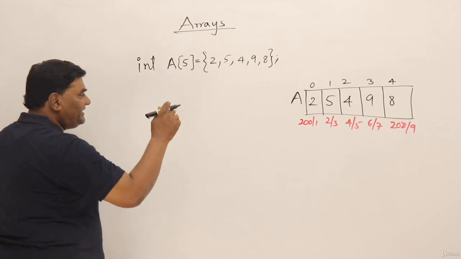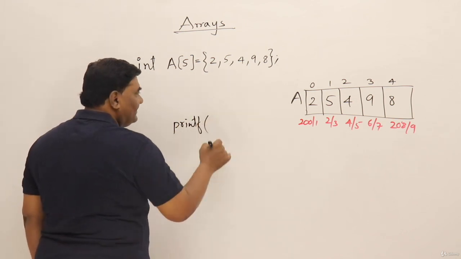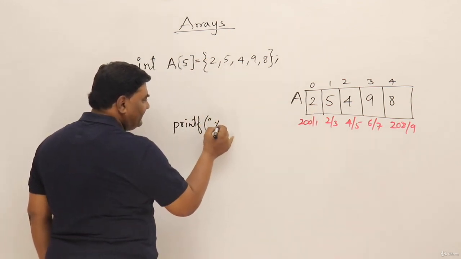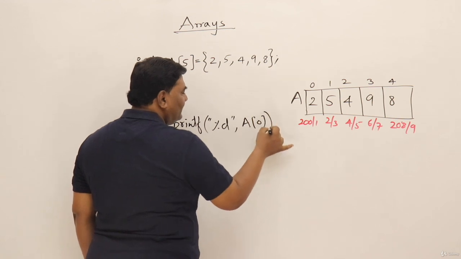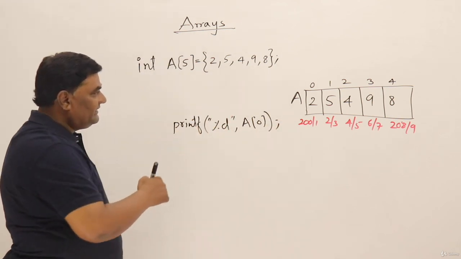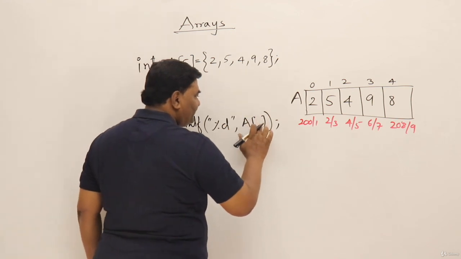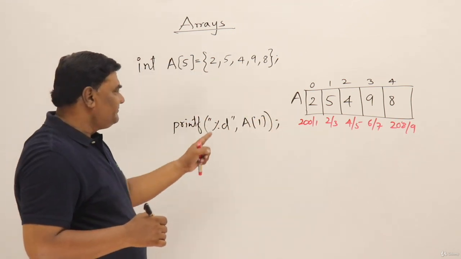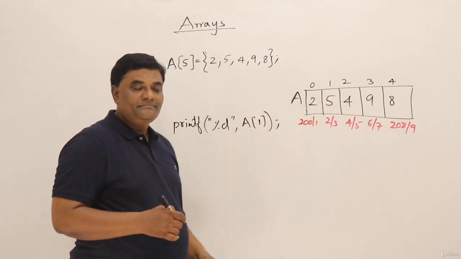Now, how to access those elements? So if I want to print any value, I can say printf. Suppose I want to print a value that is at index 0. Then I can say %d a of 0. This will print the value at index 0. Suppose I want to print the value at index 1, then I should make it as 1. So it means I can access all those values by just changing the index: a of 1, a of 2, a of 3, anything.